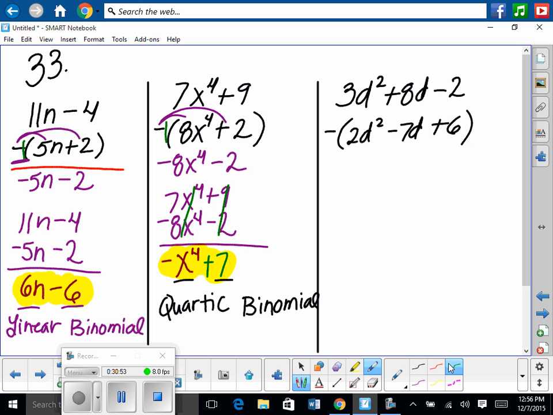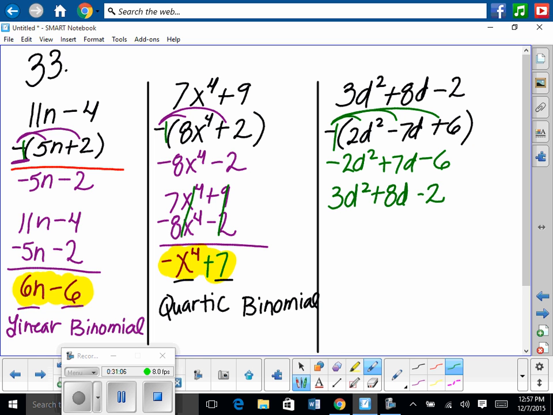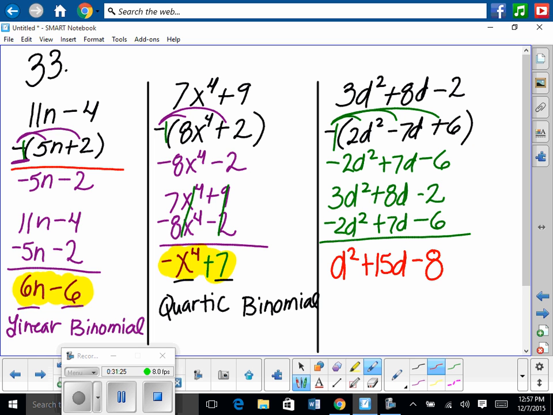All right, with this next one, that's like having a negative 1, we've got to distribute it through. Negative 2d squared, positive 7d, and negative 6. So what we really had was 3d squared plus 8d minus 2, and then we had minus 2d squareds plus 7d's minus 6. And now we can add straight down, now that I've distributed my negative through. So we add straight down, we get 1d squareds, and then we get plus 15d's, and we get minus 8.